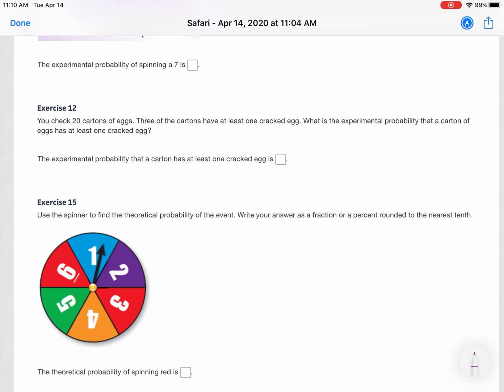Exercise 12. You check 20 cartons of eggs. 3 of the cartons have at least 1 cracked egg. What is the experimental probability that a carton of eggs has at least 1 cracked egg? So this is going to be a fraction. The total number of cartons goes on the bottom. So see if you can find where it tells you the total number of cartons. And then the numerator is how many cartons have 1 cracked egg.